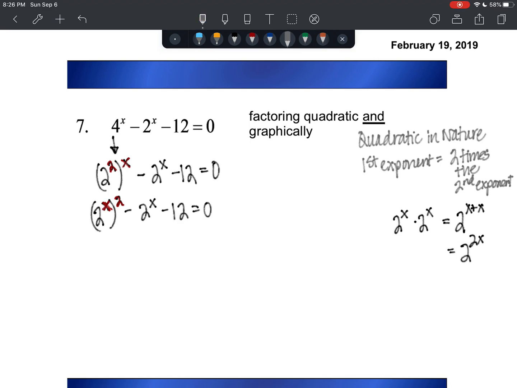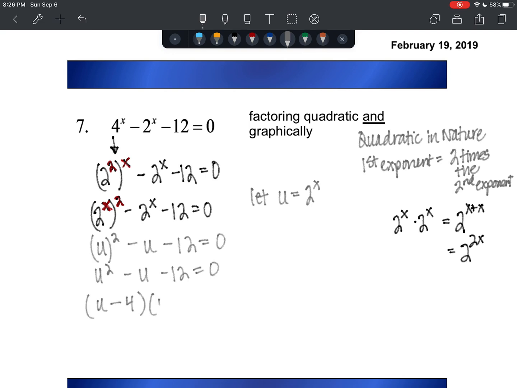And now I'm going to go off to the side and say let u equal 2 to the x. So now I'm going to have u squared minus u minus 12 equals 0. And u squared minus u minus 12 factors to be u minus 4 times u plus 3 equals 0, so u equals 4 and u equals negative 3. But remember that u is 2 to the x. So 2 to the x equals 4, and 2 to the x equals negative 3.